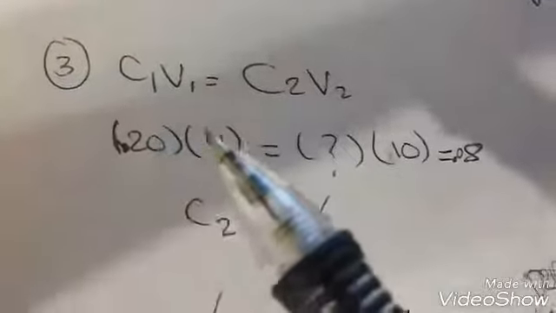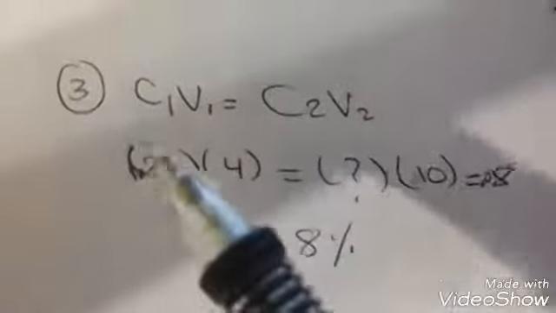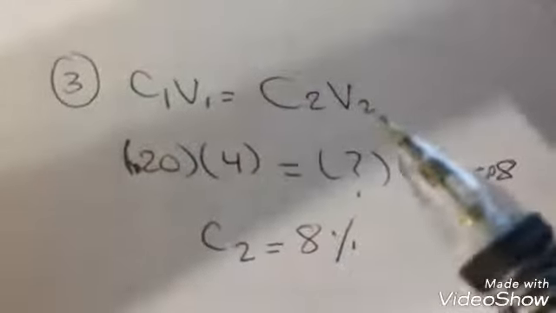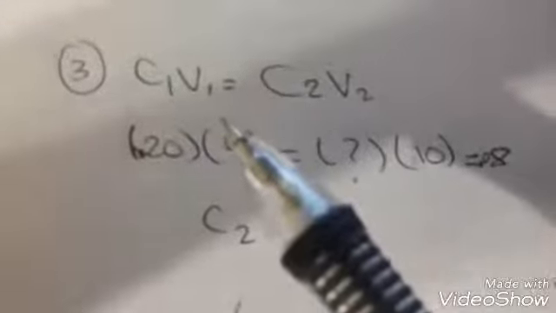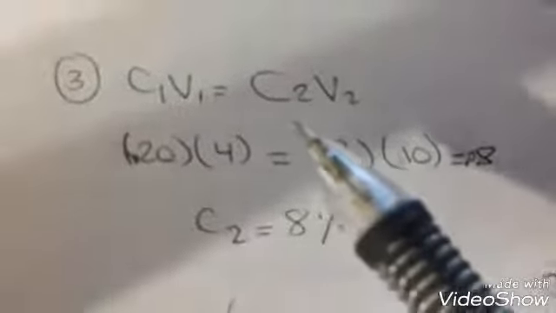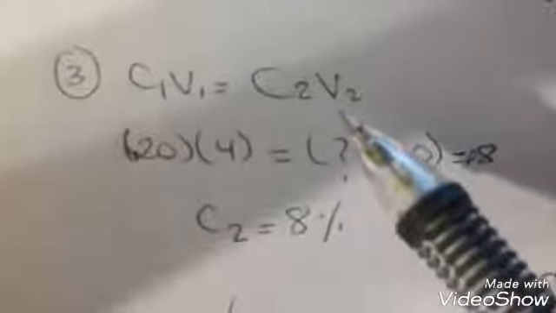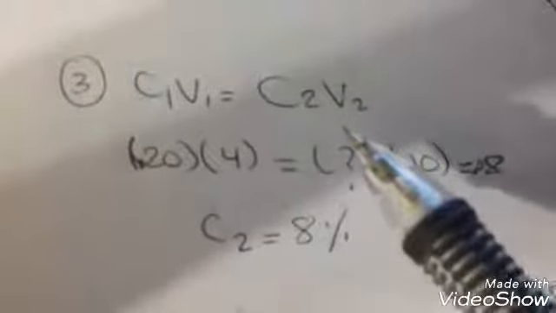We're going to use the results of our third dilution to explain the dilution equation. C1 times V1 equals C2 times V2. C1 represents the concentration of our stock solution. V1 represents the volume of our stock solution. C2 represents the concentration of our diluted solution, and V2 represents the volume of our diluted solution.